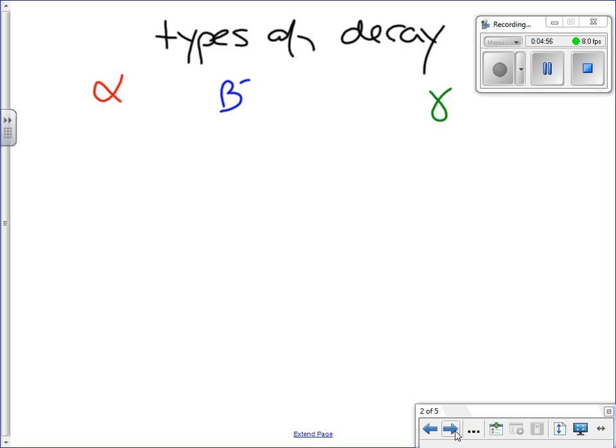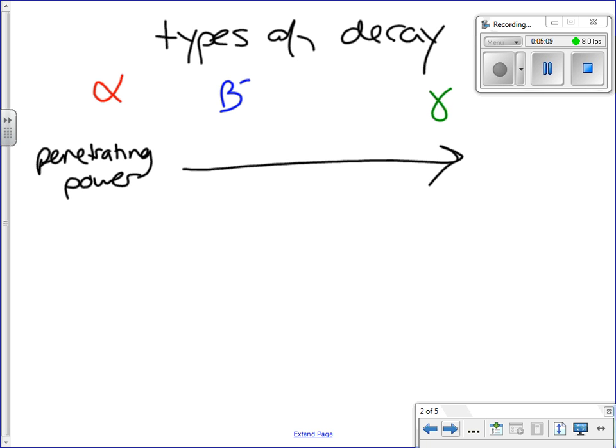When it comes to penetrating power, here we go. Penetrating power increases in that direction. That means alpha is the weakest and gamma is the strongest.